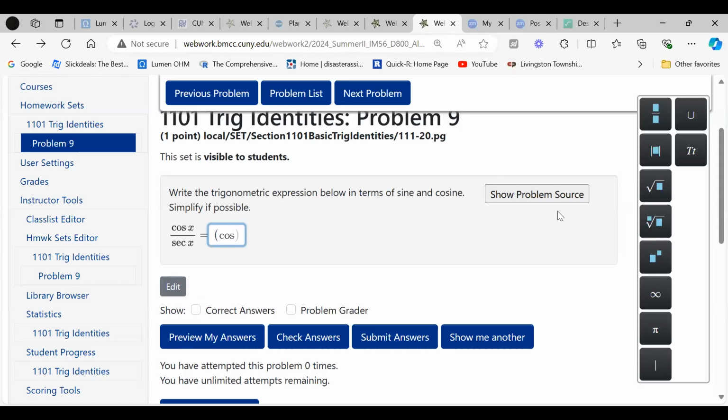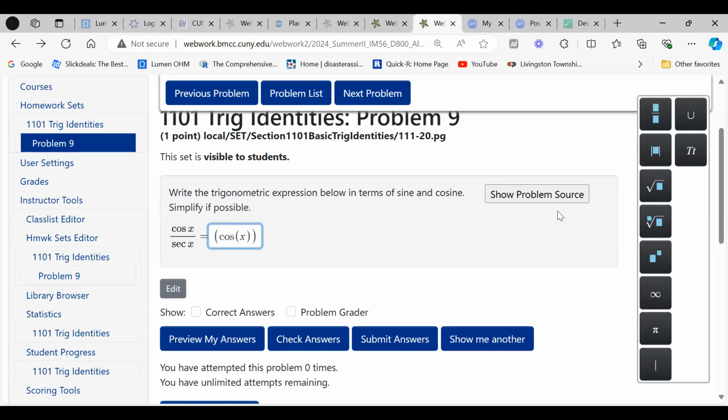The open parentheses cosine x, close parentheses squared.